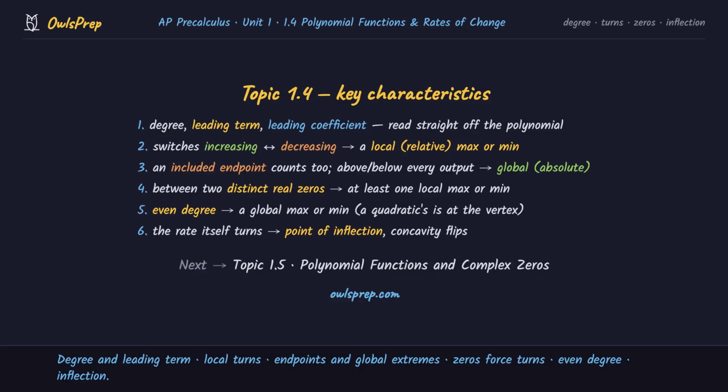4. Between two distinct real zeros, there is always at least one local max or min. 5. An even degree guarantees a global maximum or a global minimum, and for a quadratic, it's at the vertex. And 6. Where the rate of change itself turns around, you have a point of inflection and the concavity flips.